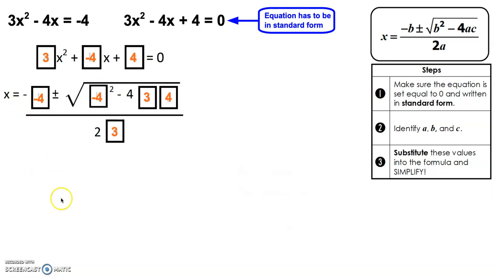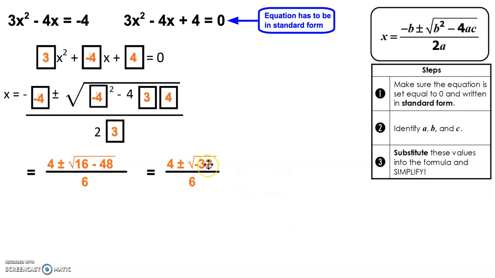So negative of a negative 4 becomes positive 4. 4 squared is 16. Minus 4 times 3 times 4 is minus 48. 2 times 3 on the bottom is 6. Now I'm going to subtract 16 minus 48, and I get a negative 32.